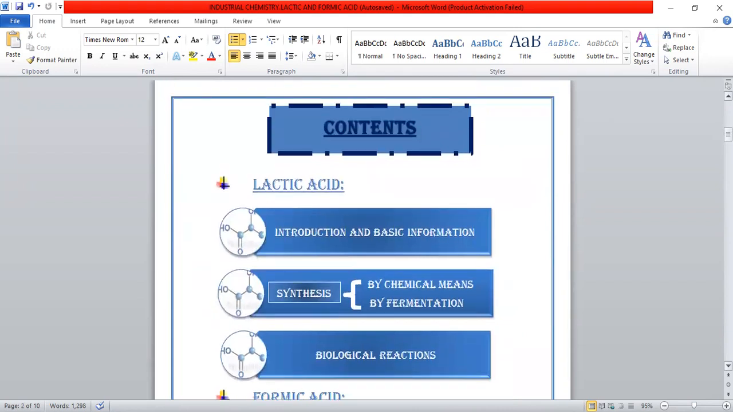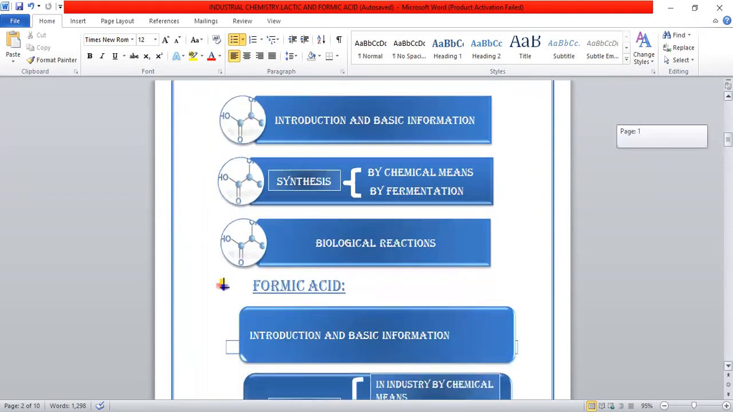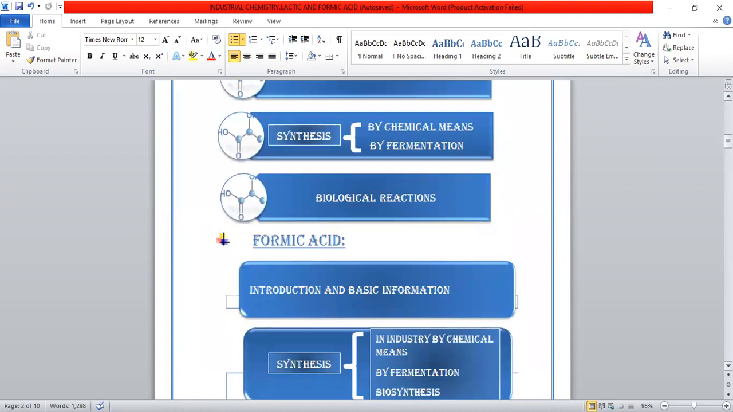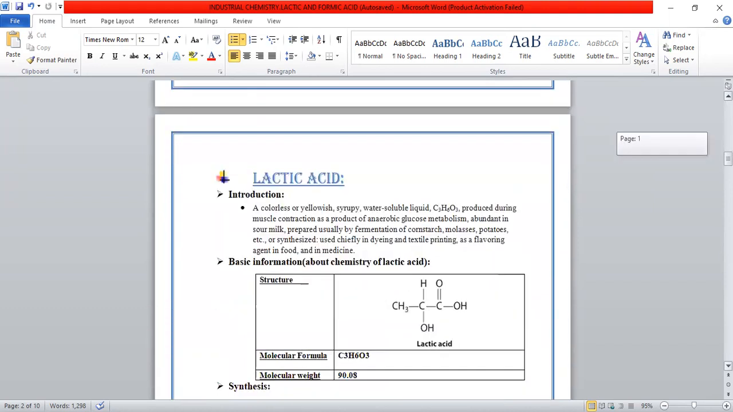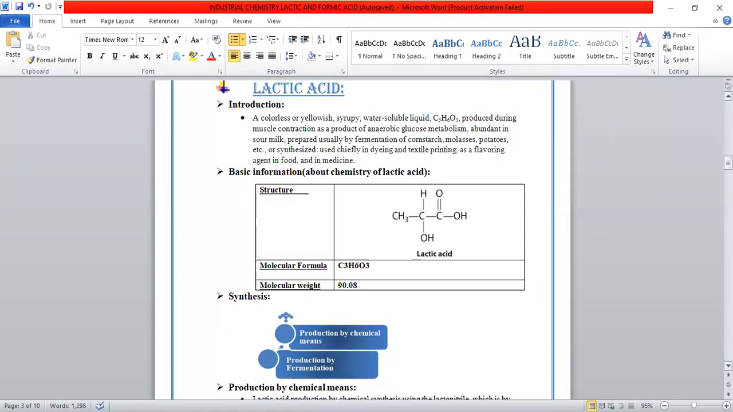First of all, you can see the contents of my presentation, which include lactic acid and formic acid. In lactic acid, I'll discuss introduction and basic information, its synthesis by chemical means and by fermentation, then its biological reactions. After that, I'll discuss the introduction of formic acid and its basic information, its synthesis in industries by fermentation, and at last, biosynthesis of formic acid. So let's start with the introduction of lactic acid.